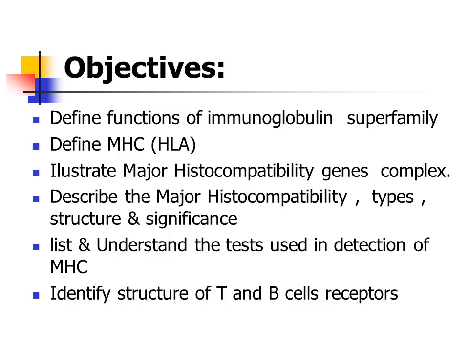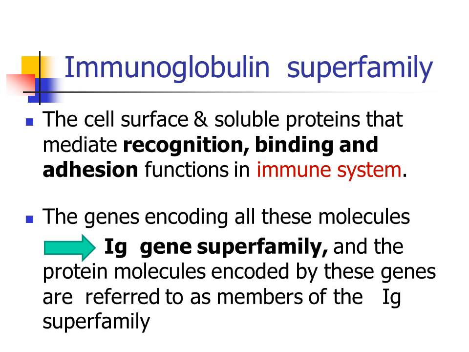Objective of this lecture: at the end of this lecture, the student should be able to define the function of the immunoglobulin superfamily, define MHC or HLA, illustrate the major histocompatibility gene complex, describe the major histocompatibility complex, its type, structure, and significance, list and understand the tests used in detection of MHC, and identify T and B cell receptors.